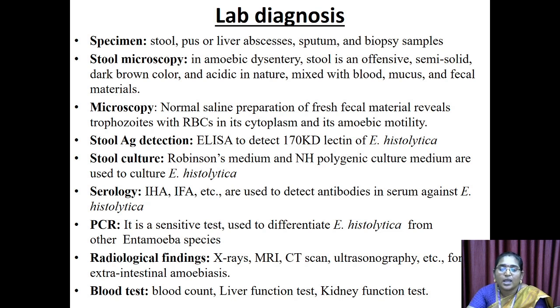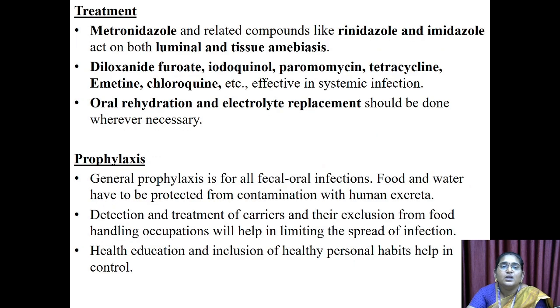Radiological findings: X-ray, MRI, CT scan, ultrasonography for extraintestinal amoebiasis. Blood tests: blood count, liver function test, kidney function test. Treatment. Metronidazole and related compounds like tinidazole and ornidazole act on both luminal and tissue amoebiasis. Diloxanide furoate, iodoquinol, paromomycin, tetracycline, emetine, chloroquine are effective in systemic infection. Oral rehydration and electrolyte replacement should be done whenever necessary.